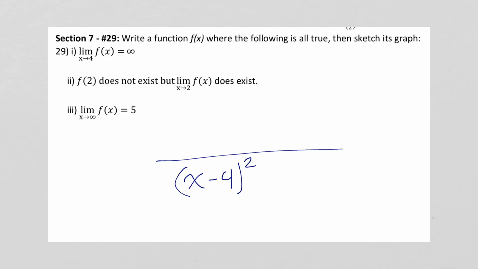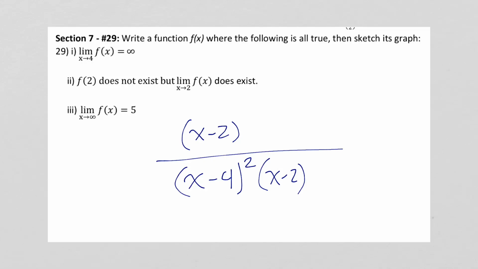Now we want f of 2 to not exist, but we want the limit to exist. You can handle that in two ways. You could, again, do another multiplicity 2 asymptote in the bottom. Or what I'm going to do is create a hole at the x value of 2, so x minus 2, like that. So put a factor in the bottom as well. And there you have it.